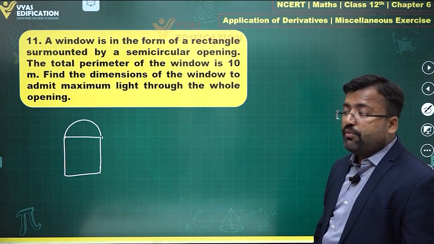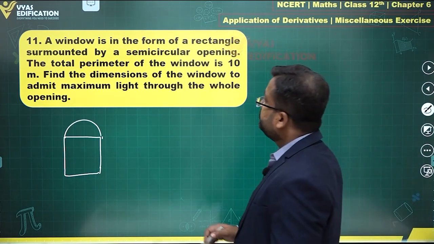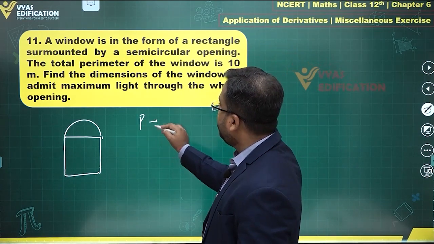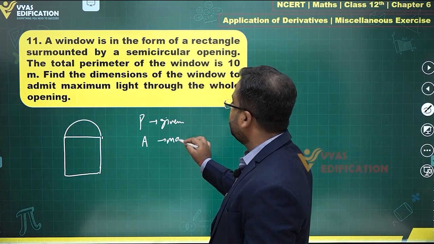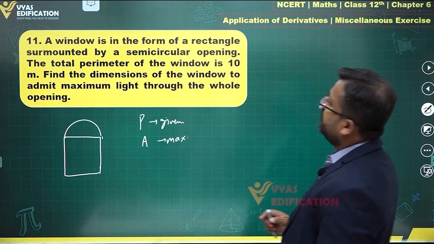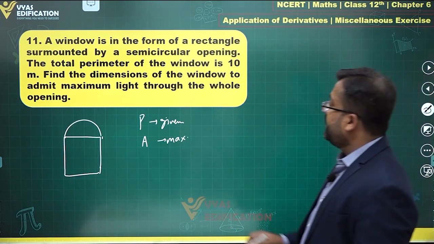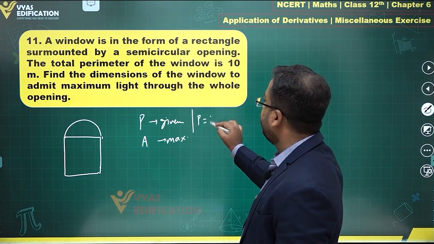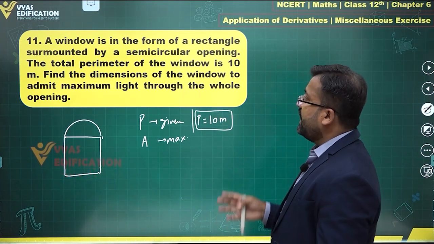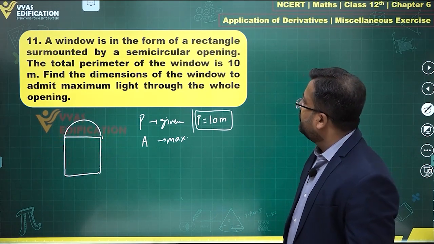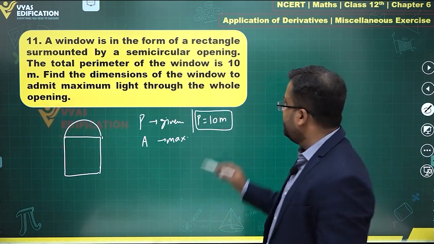Now maximum light will enter if the area is maximum, right? The perimeter is given and the area has to be maximized. That's the important thing. The total perimeter is 10 meters, and we want to maximize the area so that maximum light enters through the opening. There's only one unit of length, and that is meter.